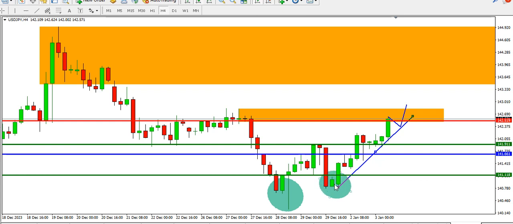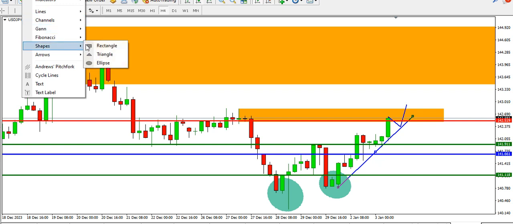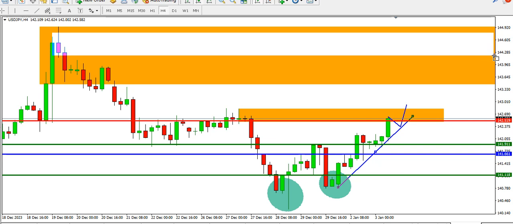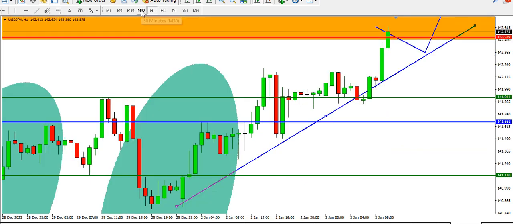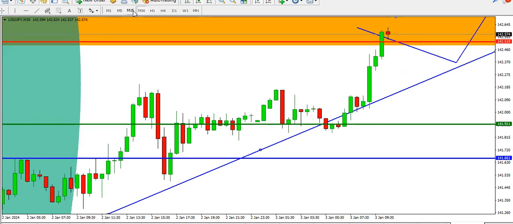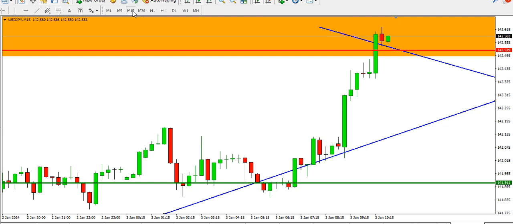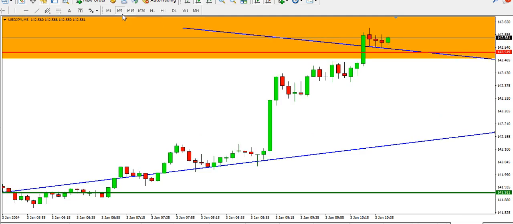So expect price, which has already broken the neckline and is going up, to continue upward towards this order block, this particular order block on the 4-hour time frame. So for now, look for buying opportunities for USDJPY, and if you are buying USDJPY, of course, look for selling opportunities for gold. All right, that's that for today's video.